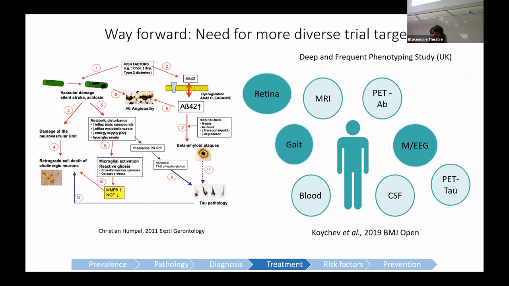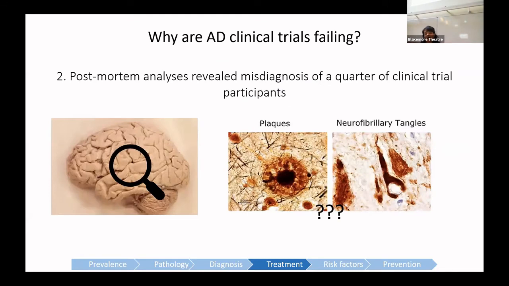And as the name suggests, it's frequent as well. The patients coming into this study are going to be phenotyped about 6 times in the year. They're going to be collecting a different combination of all of these markers across 6 or 8 follow-up visits, which is very frequent for that time period. We hope that this will give us more insights into more diverse trial targets. This is a study that's ongoing, so watch this space.